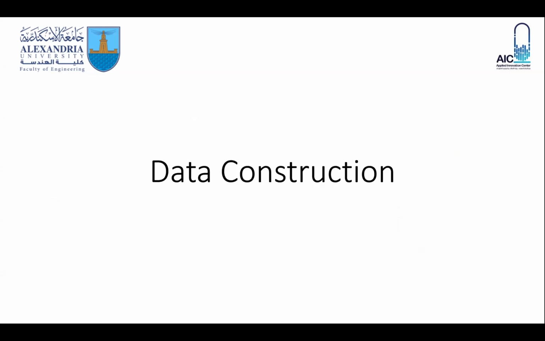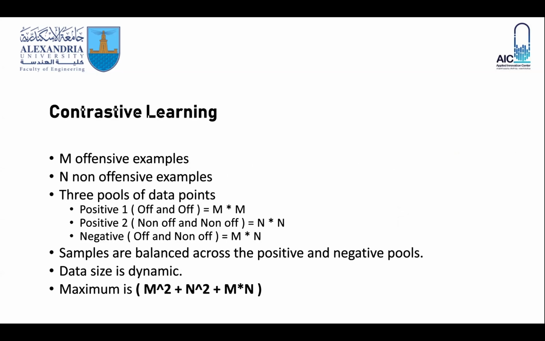Okay. The data construction for the contrastive learning: we have M offensive examples and N non-offensive examples. We create 3 pools of data points, two positive pools and one negative pool. The first positive pool is from offensive and offensive, which results in M squared data samples, the second positive pool is from non-offensive and non-offensive, which results in N squared data samples, and the third negative pool is from offensive and non-offensive, which results in M times N.